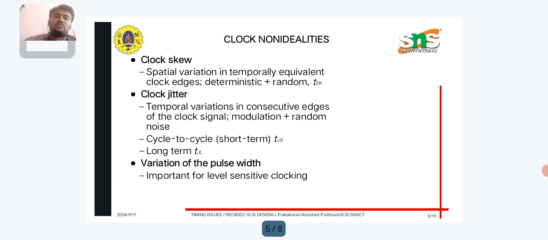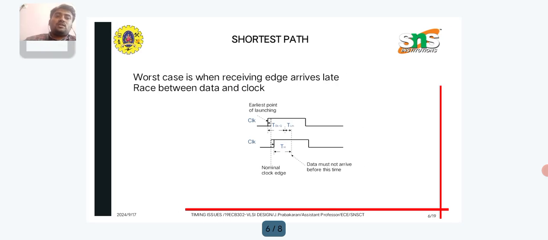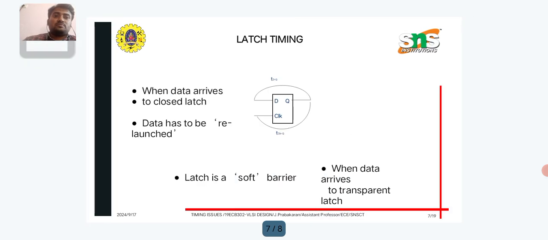Already we have discussed what is meant by clock skew, what is meant by clock jitter. And shortest path. Worst case is when receiving edge arrives late, race between data and clock. You can see earliest point of the latching and nominal clock edge, and data must not arrive before this time.